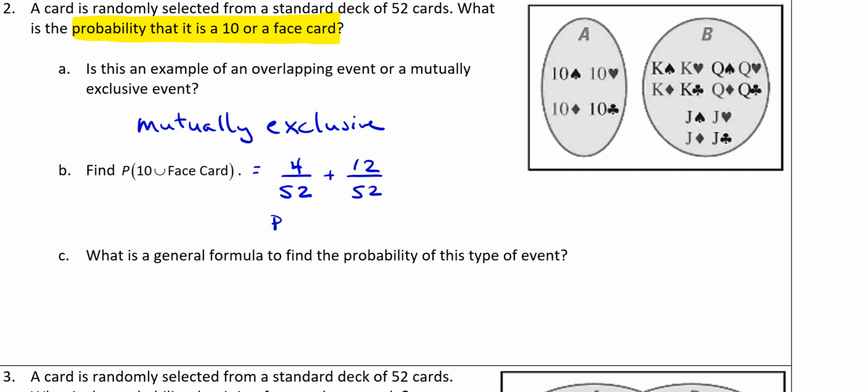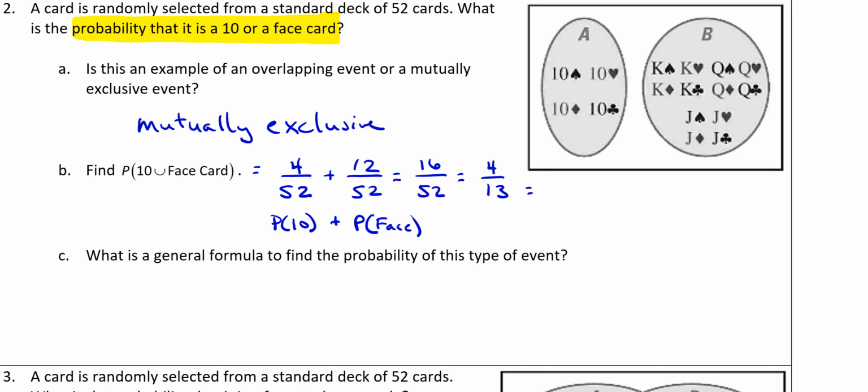So this is the probability of a 10, which is 4 out of 52, and this is the probability of a face card, which is 12 out of 52. Altogether, we add those together and we get 16 out of 52, which simplifies down to 4/13.